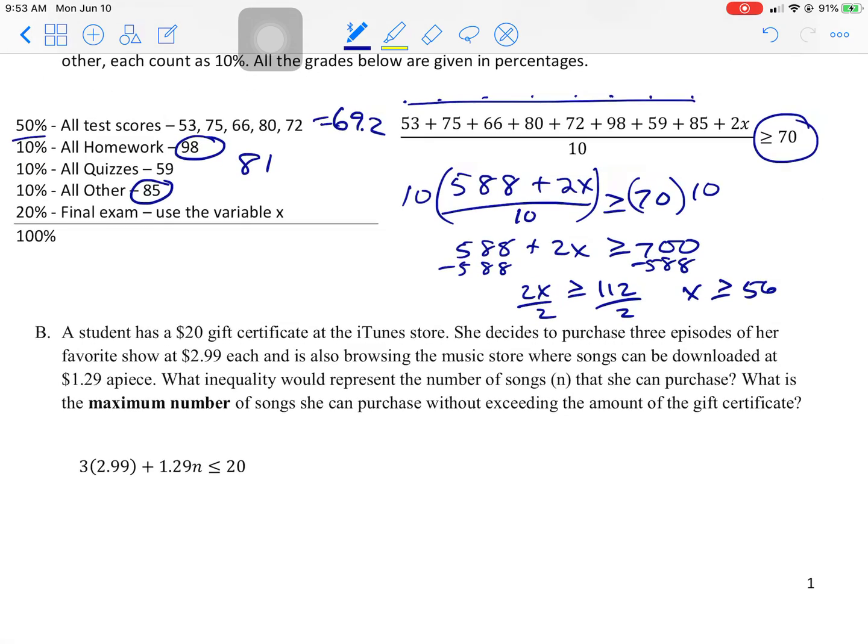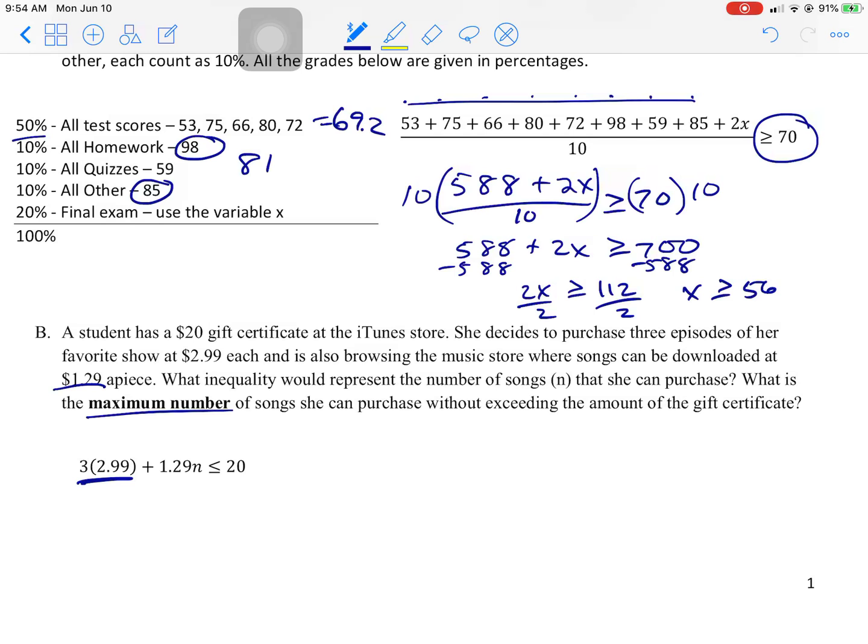A student has a $20 gift certificate to iTunes. She decides to purchase 3 episodes of her favorite show for $2.99, and then is also browsing the music store. They can be downloaded at $1.29 a piece. What inequality would represent the number of songs she can purchase? What is the maximum number of songs she can purchase without exceeding the amount of the gift certificate?